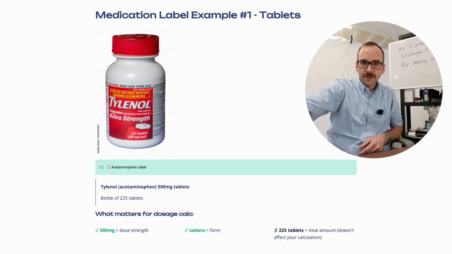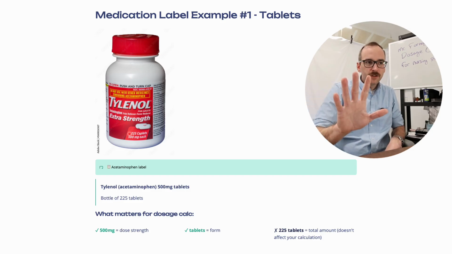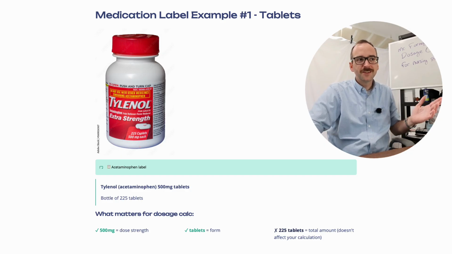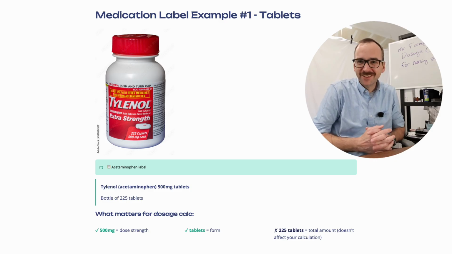So what actually matters from this label? I have acetaminophen, I have 500 milligrams in each, and these are caplets. I don't know what a caplet is. I guess it's kind of like a tablet, but it's a little smoother. Whatever. So the pieces I pulled out, 500 milligrams right here, and they're in tablet form, some version of a tablet form. That's all. The rest of this doesn't really matter to me.